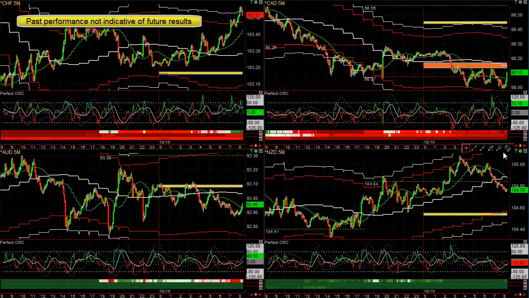You can draw fibs, trend lines, everything on these currency indexes. And this one is right at the 50% retracement. I'm sorry, I didn't draw that right. Let's put this down here.